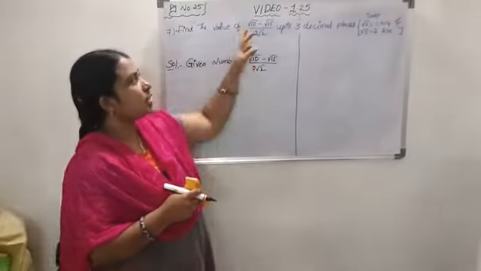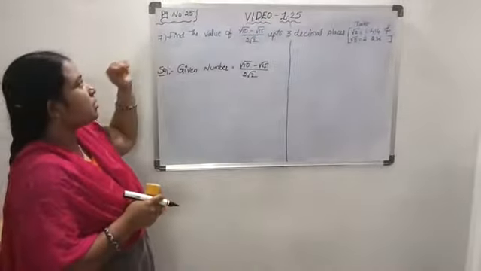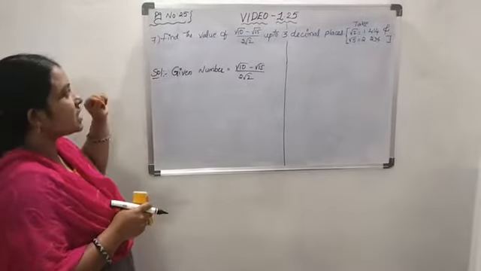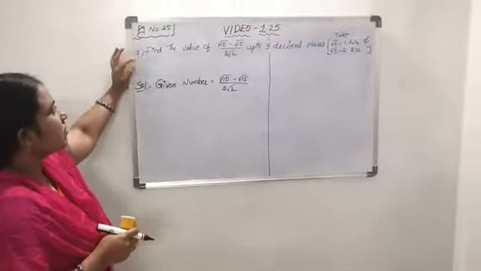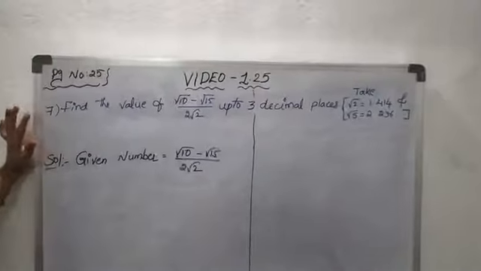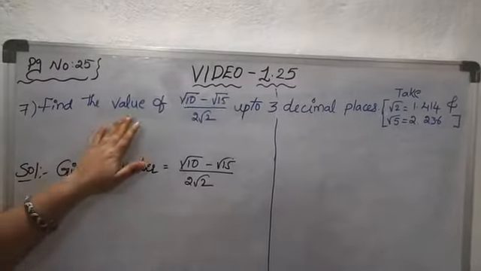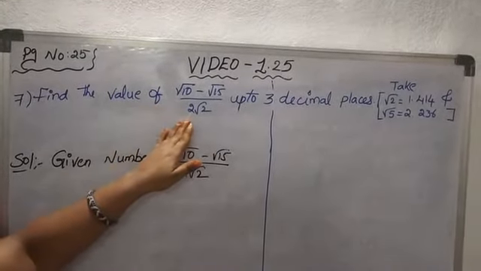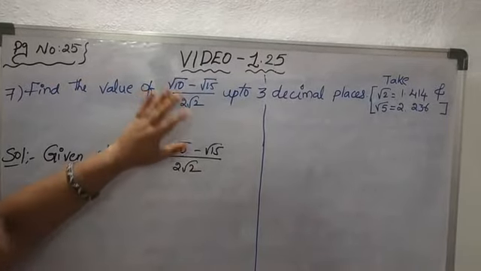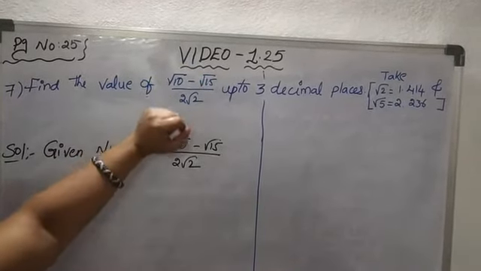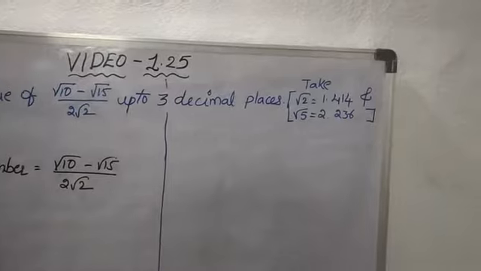Today our video number is 1.25, page number 25 in 9th class, first chapter, Real Numbers. Today we will discuss the 7th problem. The 7th question is: find the value of (root 10 minus root 15) by 2 root 2. We have to find the value of this irrational number up to 3 decimal places.